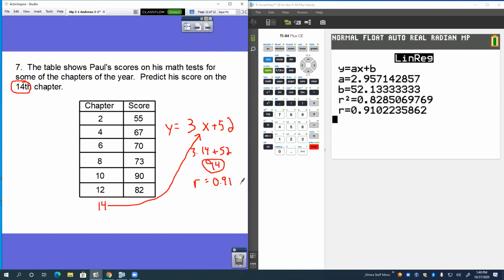Your homework today is the 3-1 class kick. There is just one of these that you need to do, and then you need to answer some questions about whether things are positive or negative, strong, moderate, or weak.